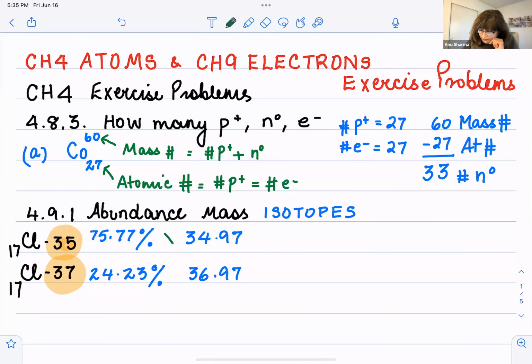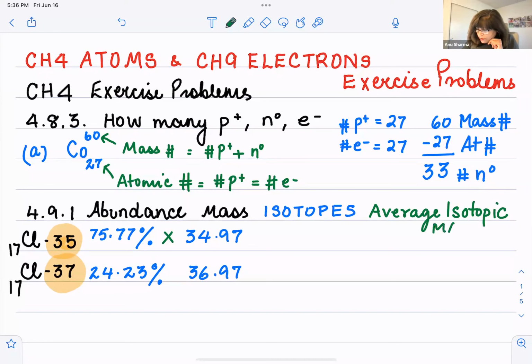So how do you get that? You're going to find the average isotopic mass, which is recorded in the periodic table. When we are doing the calculations, we can just use the rounded up numbers, but in the periodic table you will see the average isotopic mass.